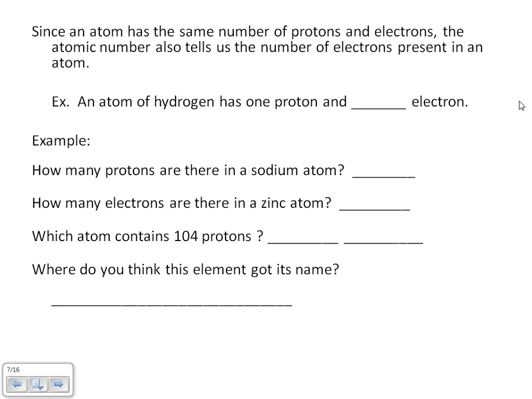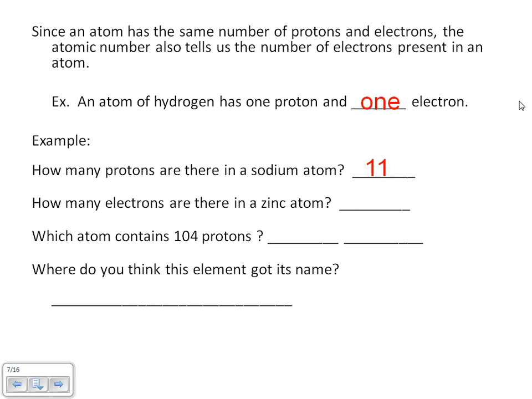All right, next slide. Since an atom has the same number of protons and electrons, the atomic number also tells us the number of electrons. So an atom of hydrogen, if it has 1 proton, it also has 1 electron, because remember, the number of protons always equals the number of electrons. So how many protons are there in a sodium atom? If you look up sodium on your periodic table, at the back of your textbook or in the sheet that I give you, you see the atomic number of sodium in the top corner, and it's 11.